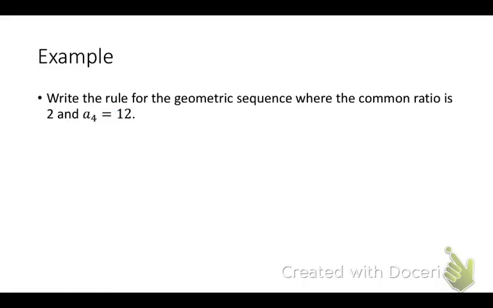Now, here it says write the rule for the geometric sequence where the common ratio is 2 and a sub 4 is 12. So what are we missing to make this so much easier? What don't we have? Remember, we don't have the first term. Remember, if we have a sub n equals a sub 1 times r to the n minus 1 power. So we're trying to figure out what the first term is so we can write our rule. So what are we going to plug in for a sub n? What value that we are given? 12. Okay? It's going to be equal to 12.